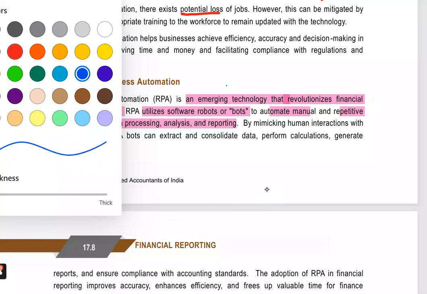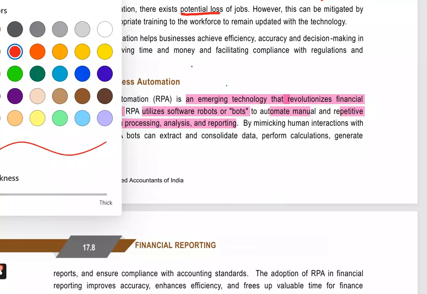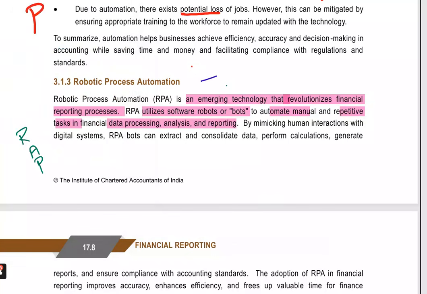Here we are going to start with robotic process automation. This is one important area which I felt might come for your exam. First, we'll explain what robotic process automation is. It is an emerging technology that revolutionizes the financial reporting process. So this is your first point.